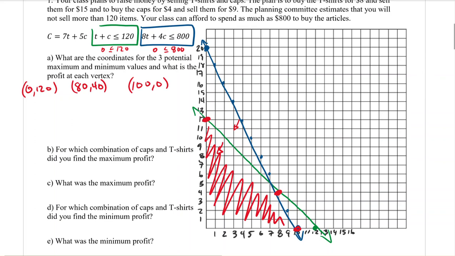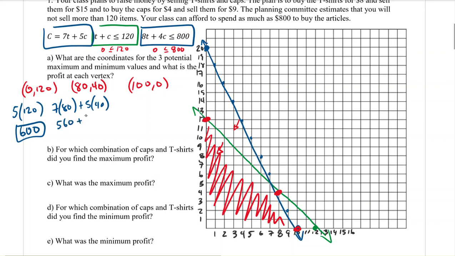So then we're going to plug in those values into our objective function. So our first one, we don't need to plug in a 0 for t because it's 0. So 5 times 120, and that makes 600. Our next one would be 7 times 80 plus 5 times 40. Well, 7 times 80 would be 560, and 5 times 40 would be 200, so that makes 760. And our next one is 7 times 100 plus 5 times 0, so that's 700.